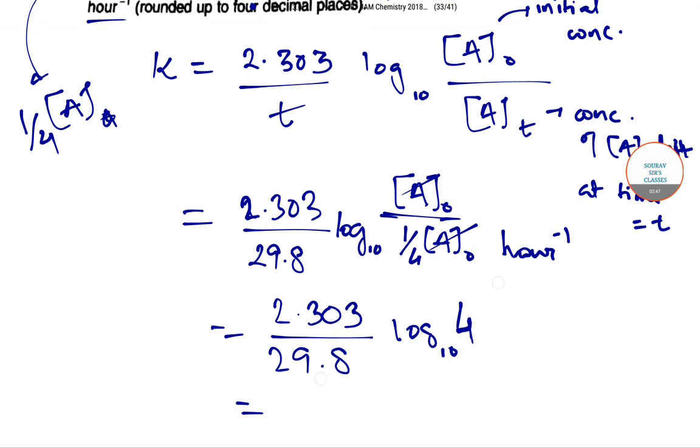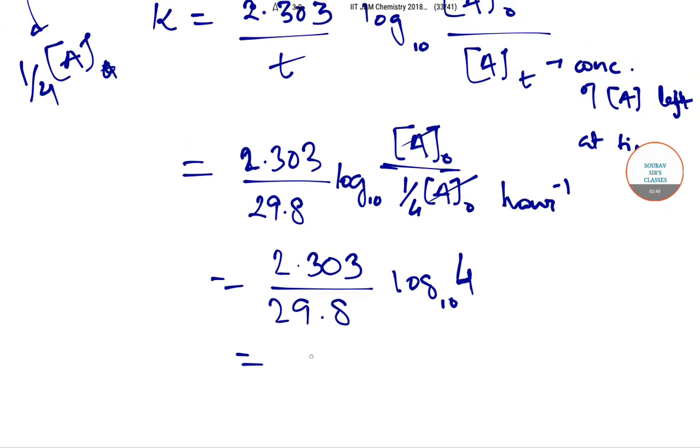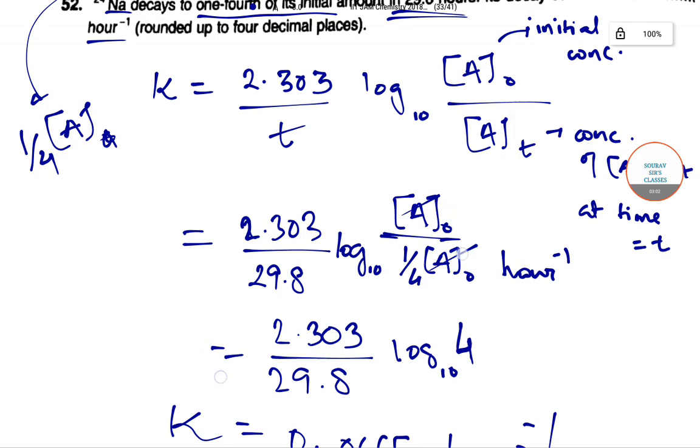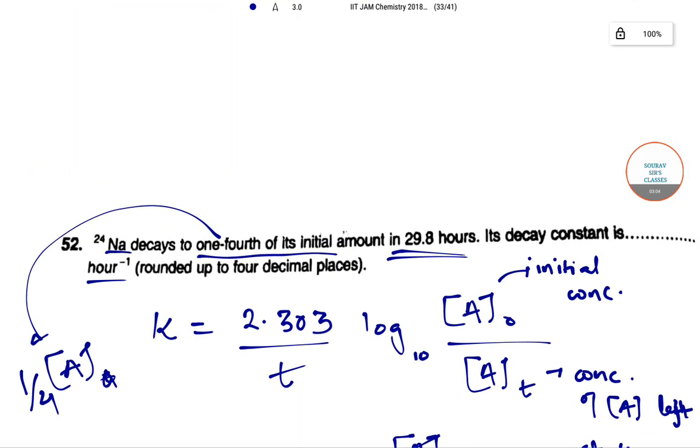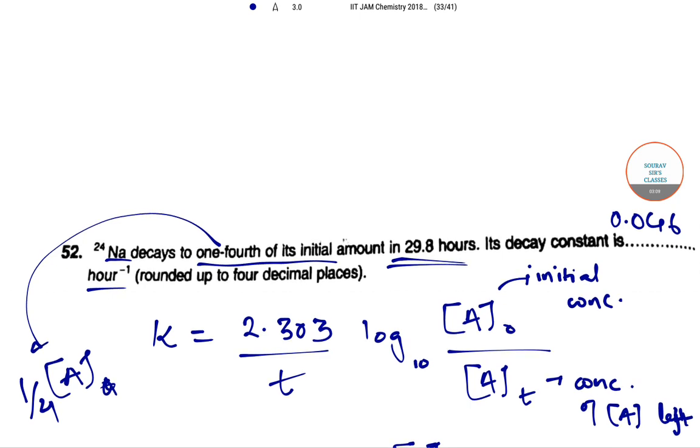This will be equal to 0.0465 hour inverse, and this is the decay constant. So the answer will be 0.0465, since we have rounded it to 4 decimal places. So the answer is 0.0465.